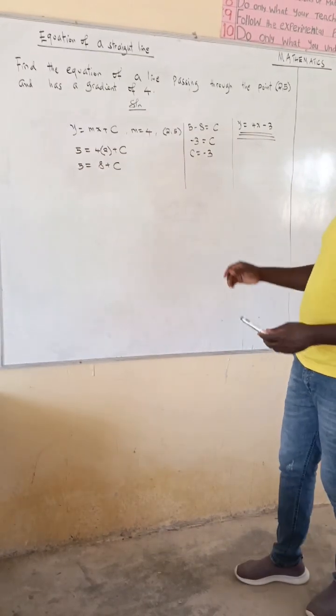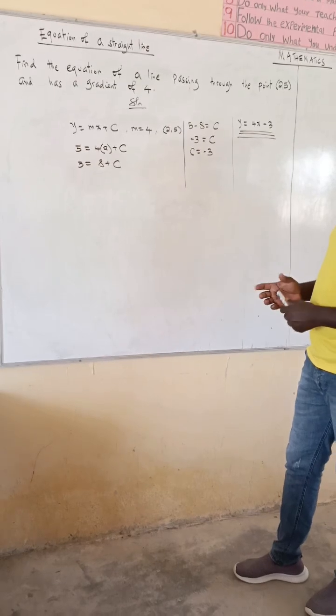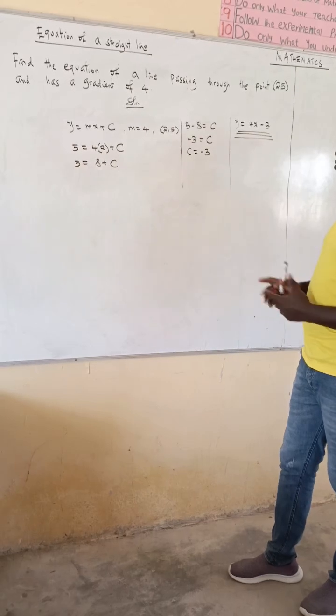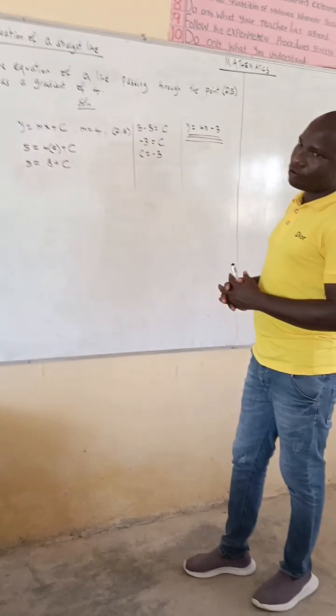As you can see, it is actually shorter compared to the one where we usually assume there is an arbitrary point. So for me, this is the best method, and of course, the quickest.